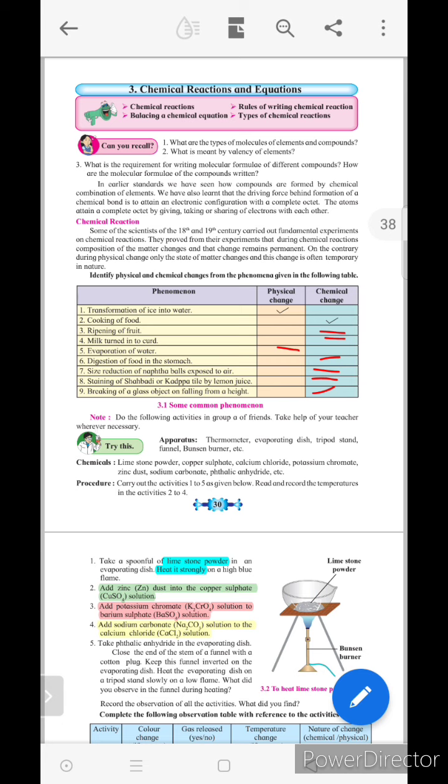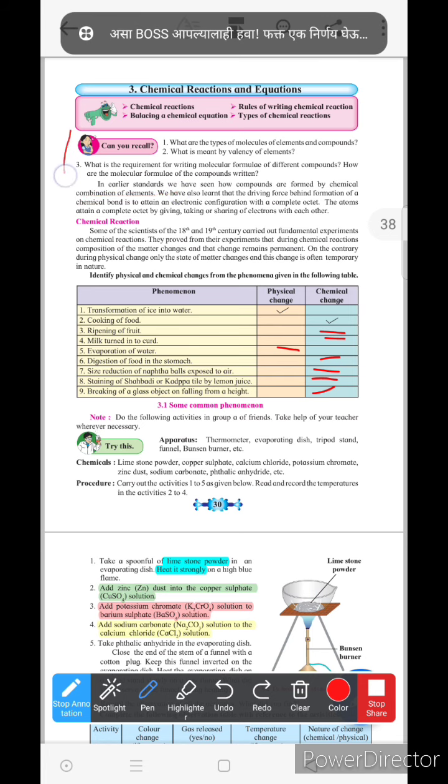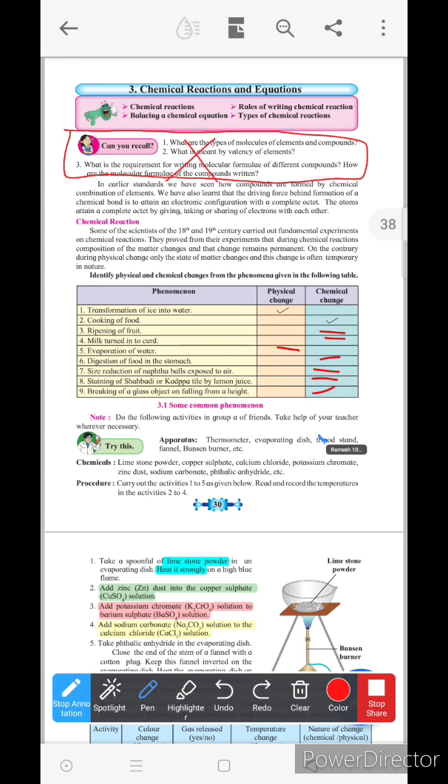You can see page number 30. There are 2 boxes which are removed. First, can you tell? There are 3 questions. You can see these 3 questions are removed. And the second one is this box. This box is also removed.